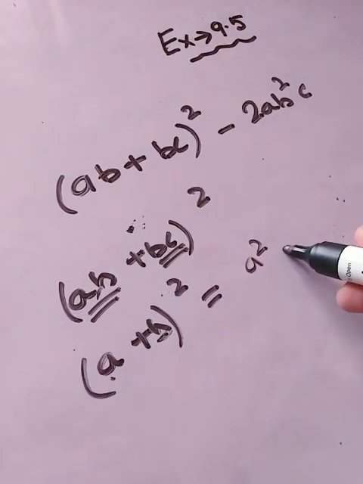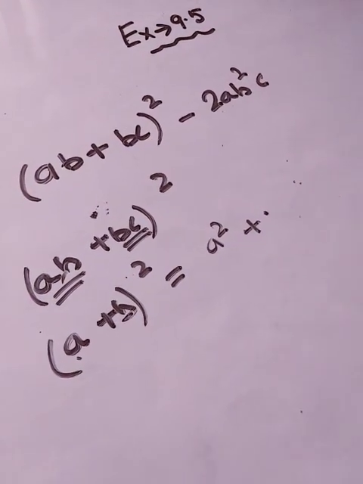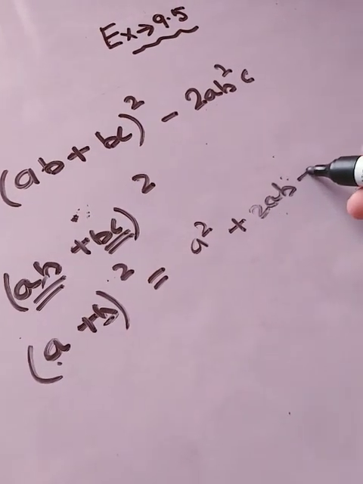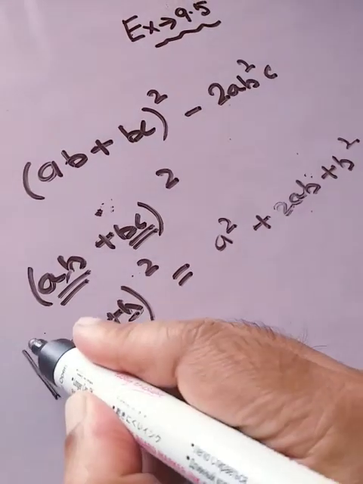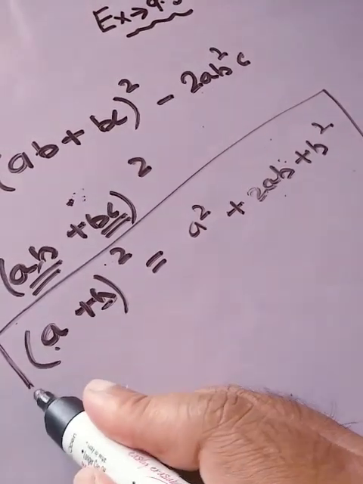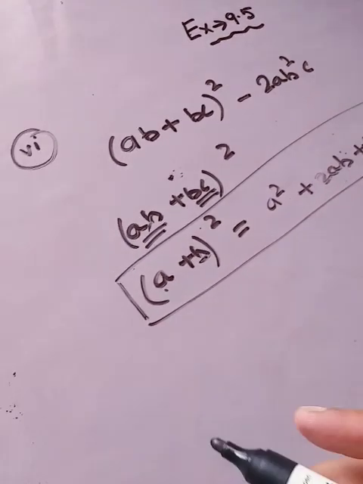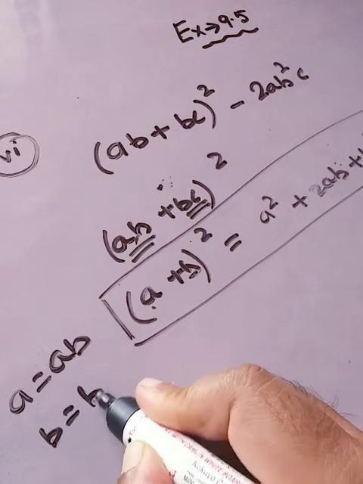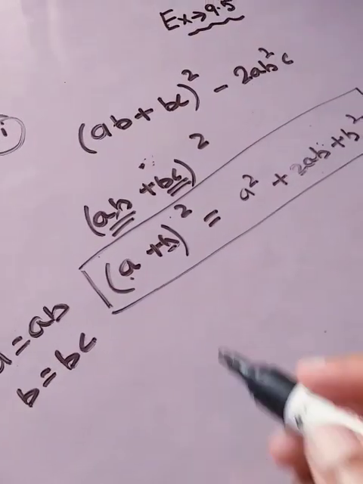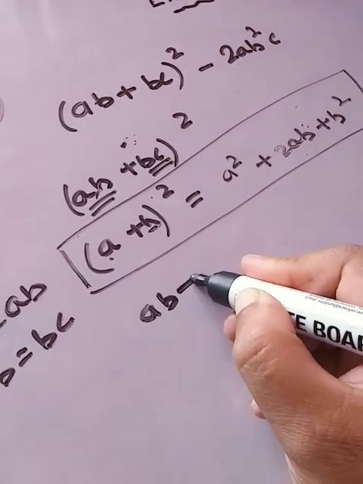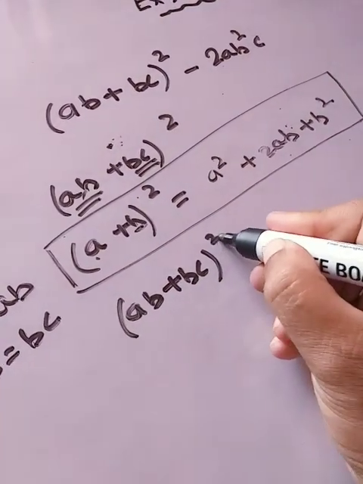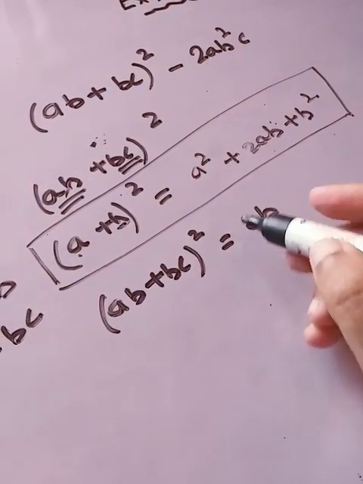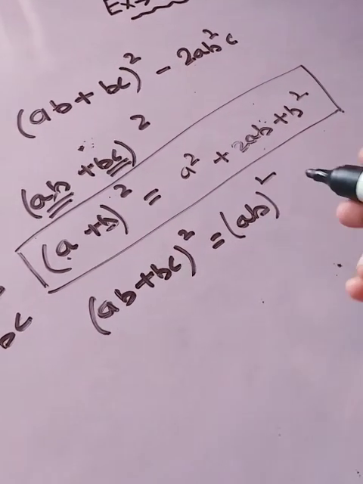What is the formula? a square. Repeat after me, okay? It will help you. These formulas are very, very important. a square plus 2ab plus b square. So this is the identity that we will apply here. So a equals what? AB. And b equals what? BC. Okay, it's easy. Now we'll write this again. AB plus BC whole square equals what? a square. So what is a? AB is a. So in place of a we'll write AB, and then we'll do the square.